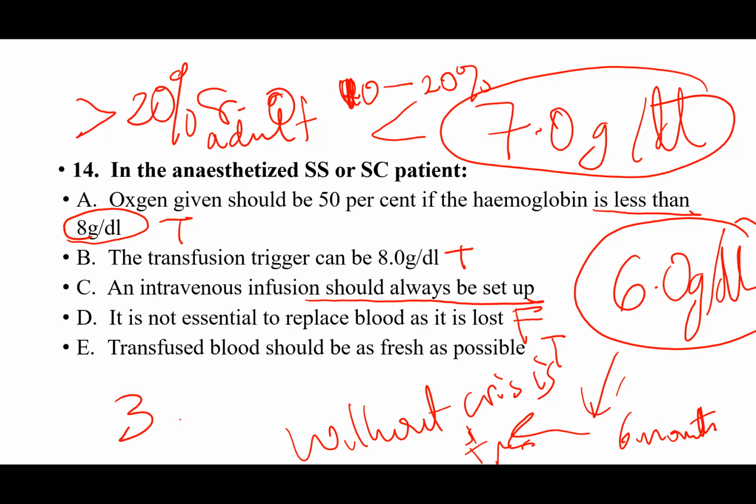So you should know those percentages for AS. I will use 30%. If the HB is 10, give 30% oxygen to an AS patient. But for sickle cell disease, the minimum you can give is 50%, based on the HB level.